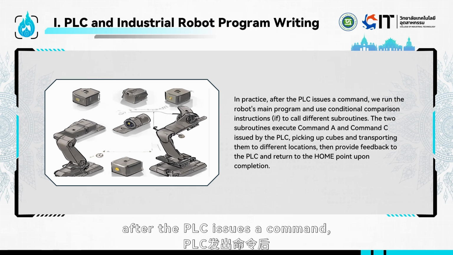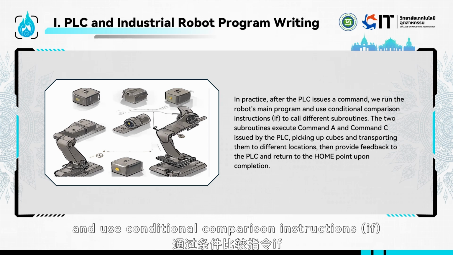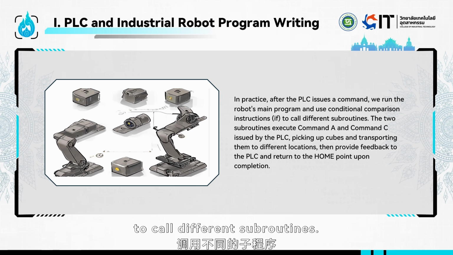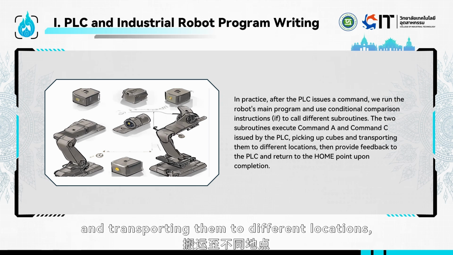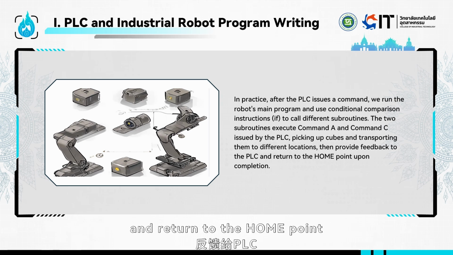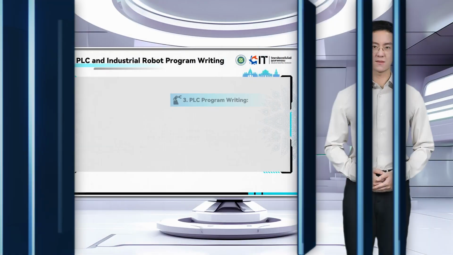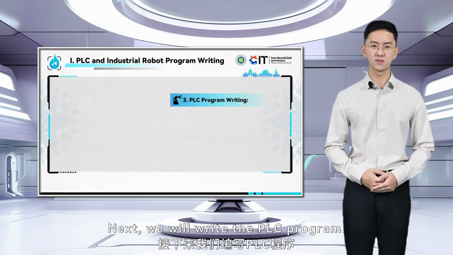In practice, after the PLC issues a command, we run the robot's main program and use conditional comparison instructions, if, to call different subroutines. The two subroutines execute command A and command C issued by the PLC, picking up cubes and transporting them to different locations, then provide feedback to the PLC and return to the home point upon completion. Next, we will write the PLC program.